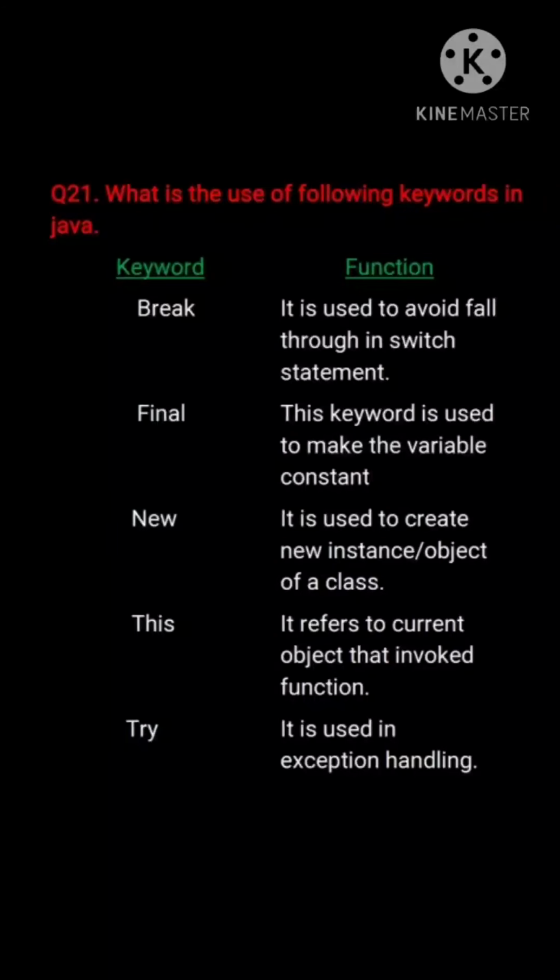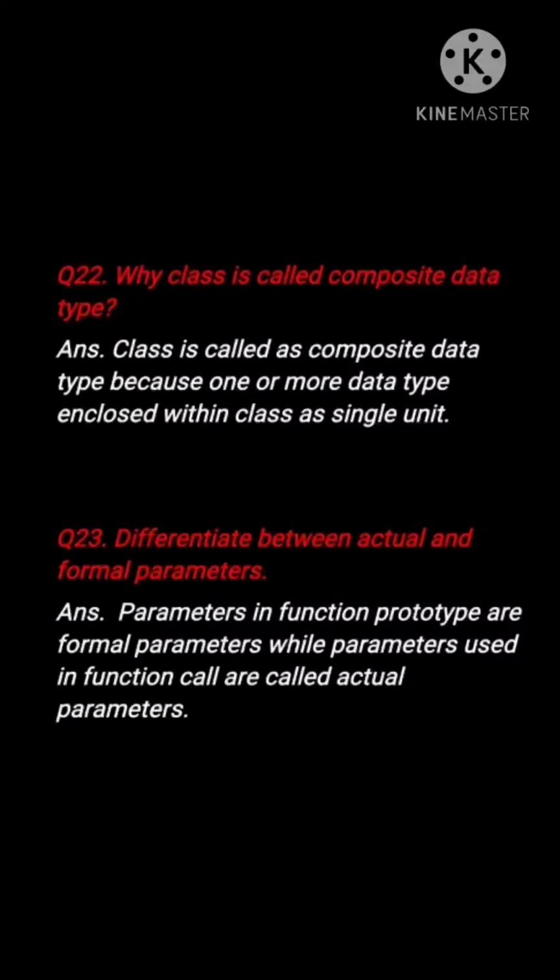Then this: this refers to the current object. When you are going to print the current value of any variable, it is known by this. It is invisible, but it happens. Try is used in exception handling. Exception is a runtime error. I think you already know it is a runtime error. That is where we have to use try.